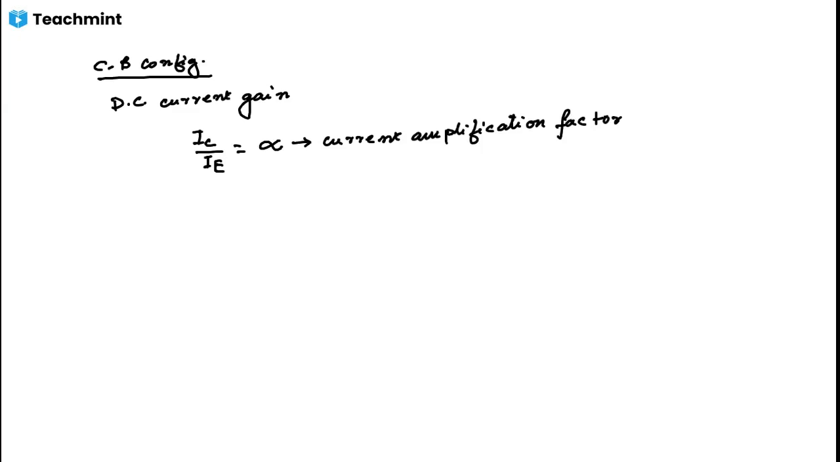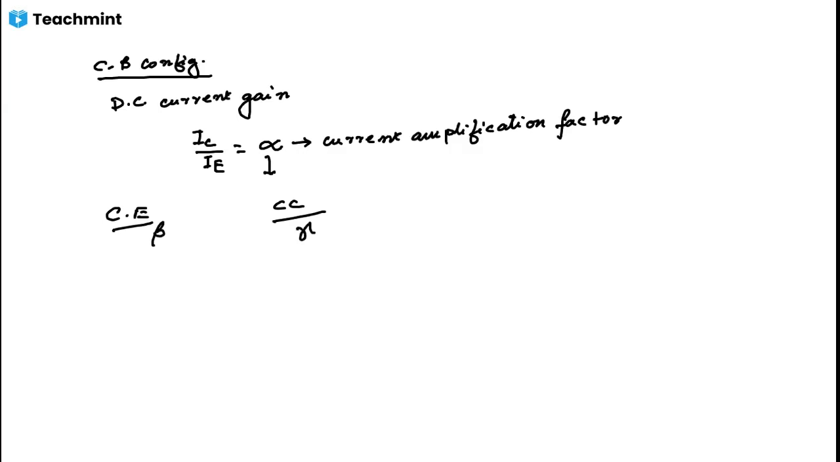There are three current amplification factors. For CB configuration, alpha is the current amplification factor. For CE configuration, beta is the current amplification factor. And for CC configuration, gamma is the current amplification factor.